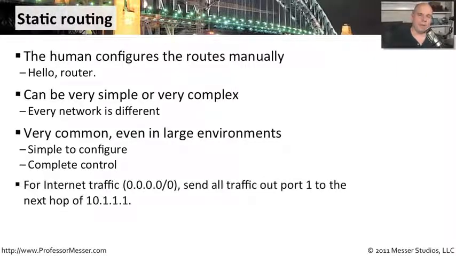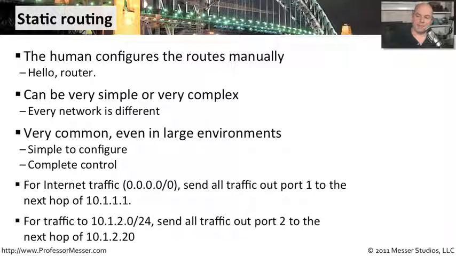A very common configuration if you're sending out to the internet, for instance, is to put in what we call a default route. You might say for internet traffic, which is all traffic, 0.0.0.0/0, which is a shortcut for everything, send all of that traffic out port 1 to this next hop router out there on the internet side, and that next hop is 10.1.1.1. Maybe you have some local traffic, and that local traffic is 10.1.2 network with a /24. Send all of that traffic out port 2 to the next hop of 10.1.2.20. Those are very common static routes that you might expect to see in your router.